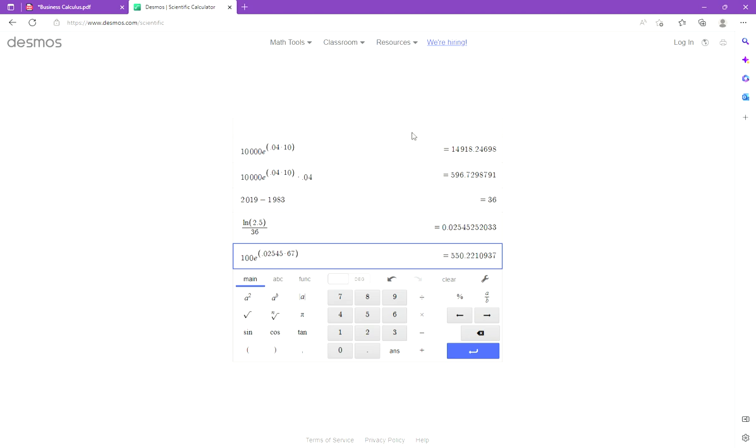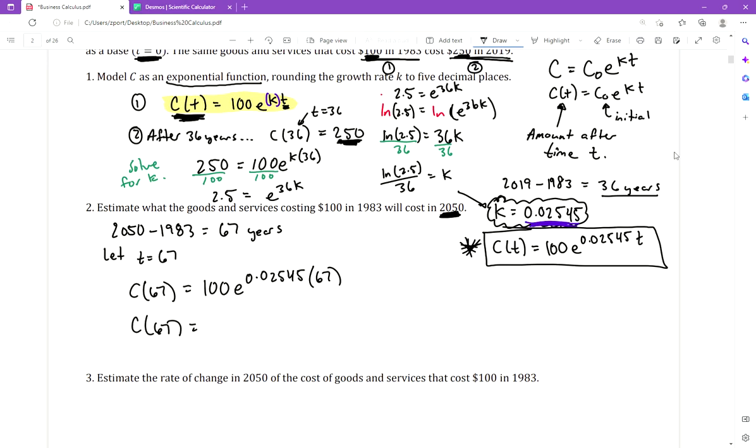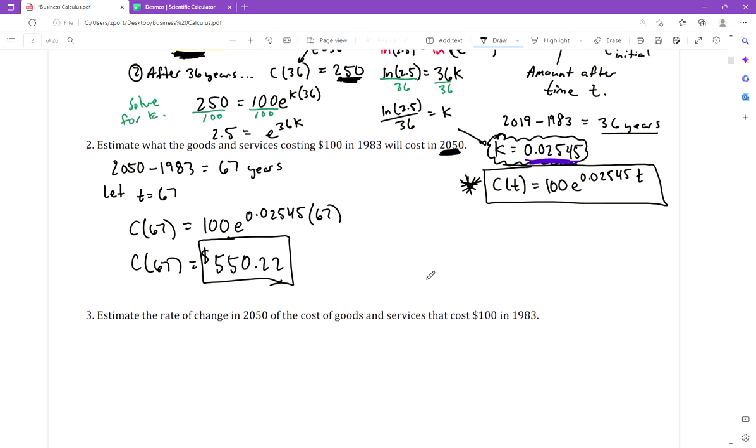Okay, so in our year 2050, something that had cost 100 looks like it's now costing $550, and we'll round it to the nearest cent, $550.22. Okay, so after 67 years, based on this model, $100 back then now needs $550. Okay, let's see our next one.